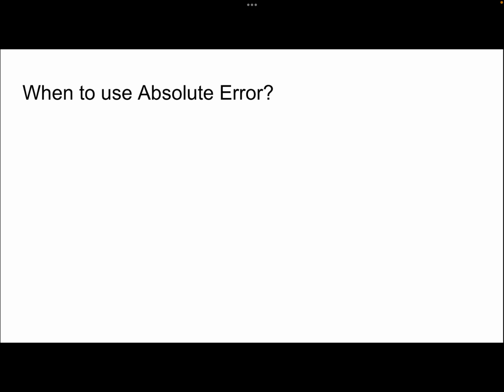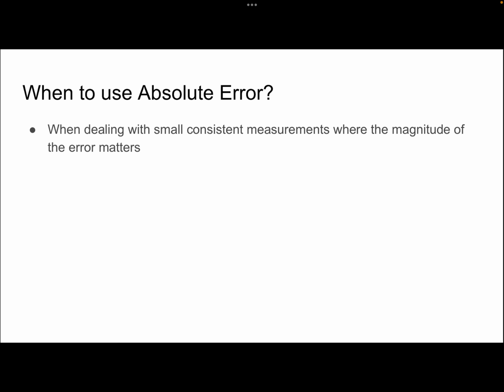So when to use the absolute error, I think this is important. If you know when to use it, you will be able to apply it. Now, when we deal with small consistent measurements where the magnitude of the error matters. Now, I know it sounds quite vague. Let me give you a little example here first.